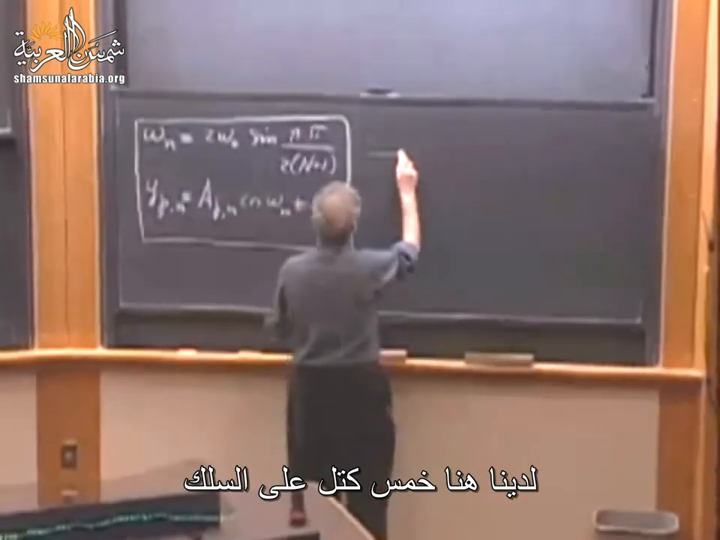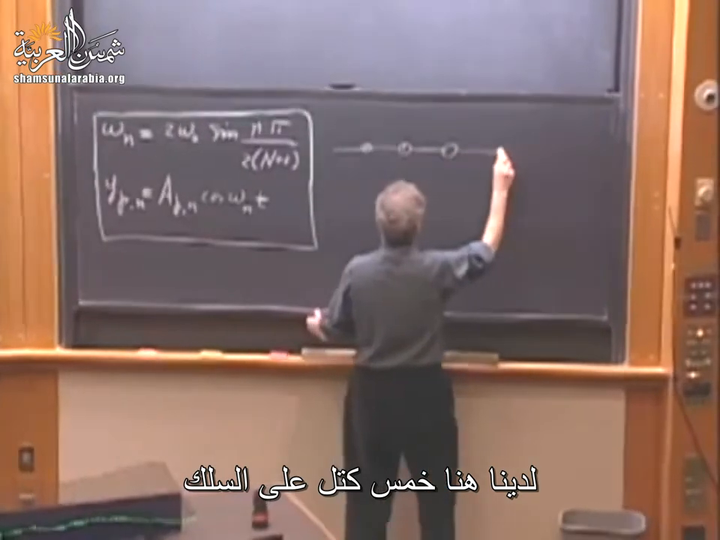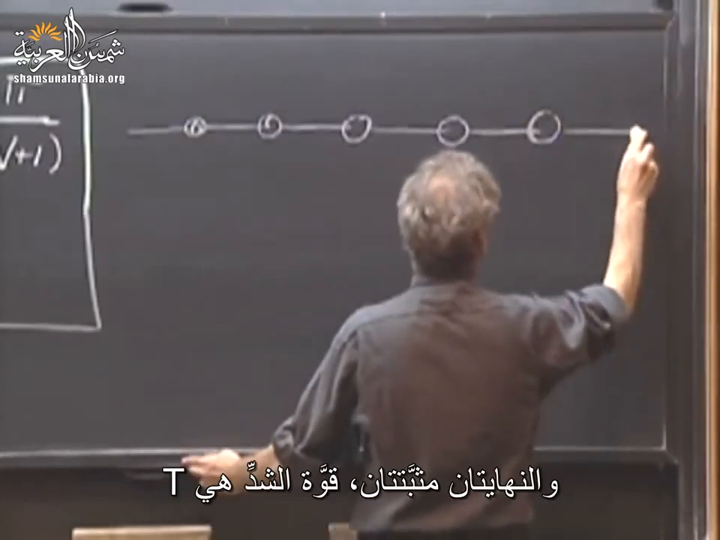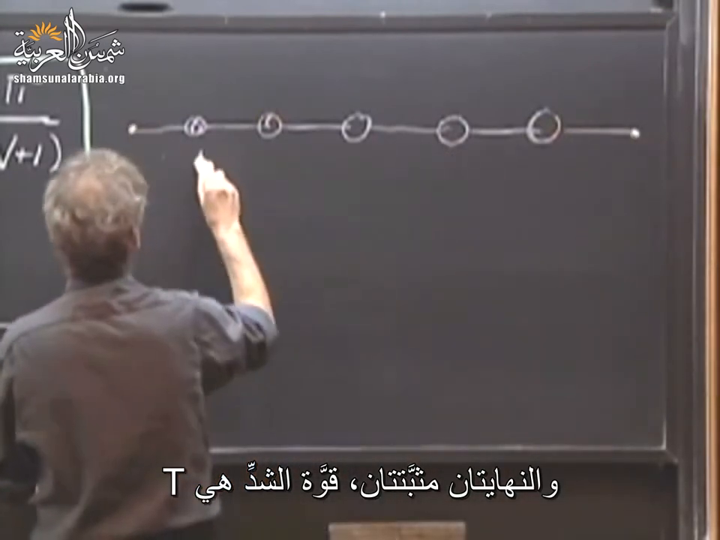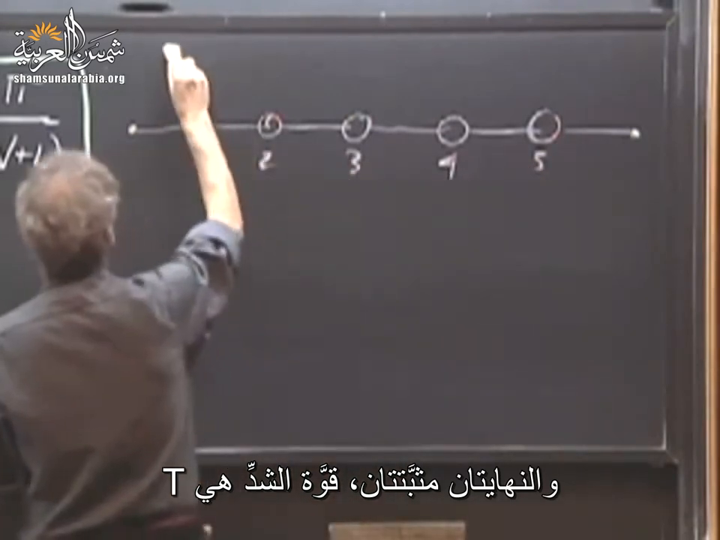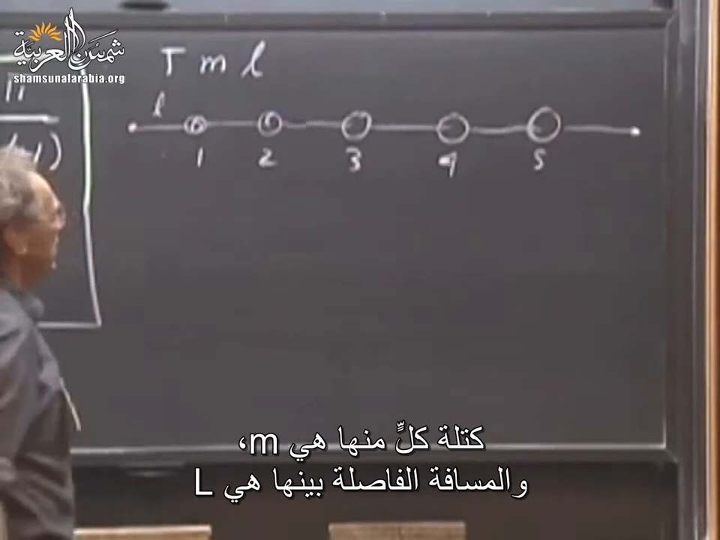I'm going to have 5 beads on a string: 1, 2, 3, 4, 5, fixed here. 1, 2, 3, 4, 5. The tension is T. The mass of each one is M. And the separation between them is L.